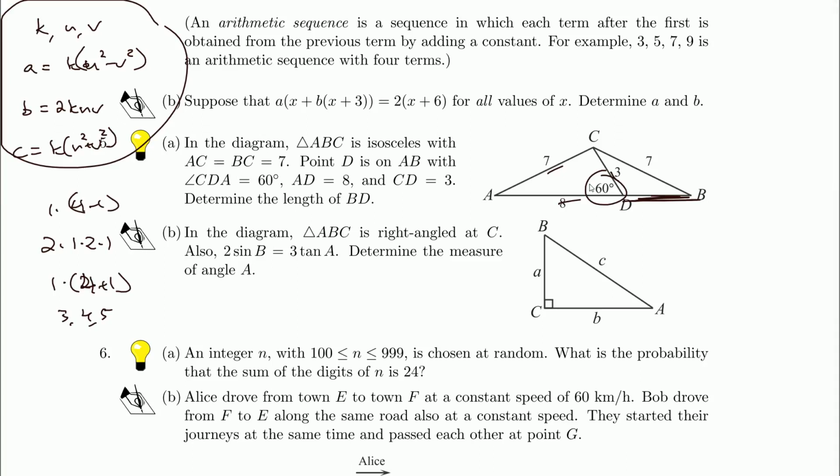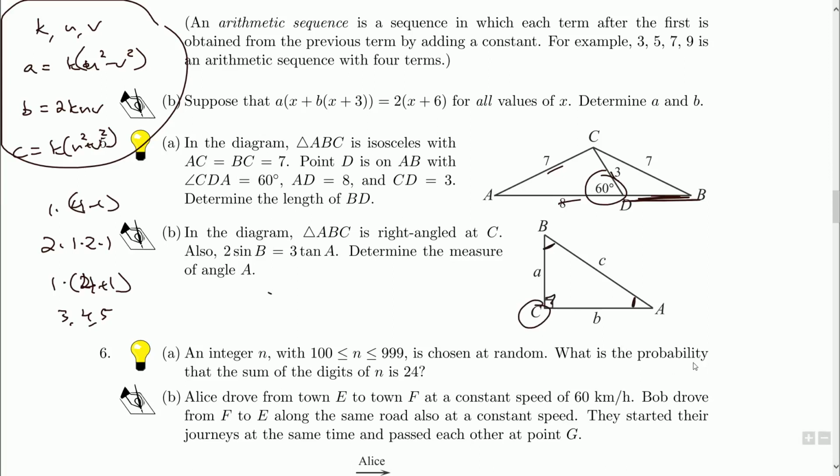So what have we got? We've got a B part to go. In the diagram, triangle ABC is right angled at C. Also, 2 sine B is 3 tan A. Determine the measure of angle A. So we want this angle here. We know things about that angle and this angle, and we've got a nice little 90 degrees here.